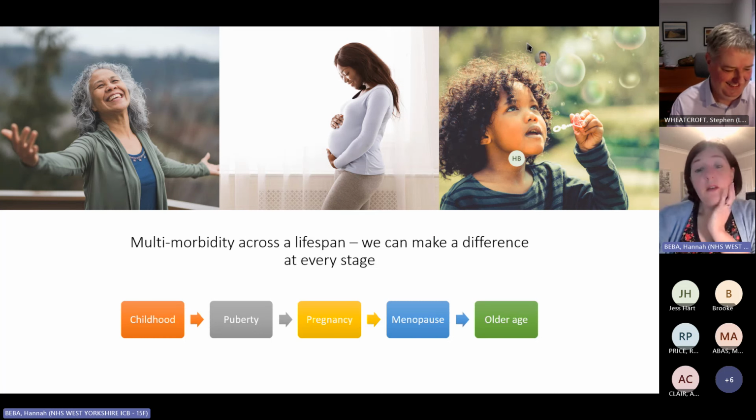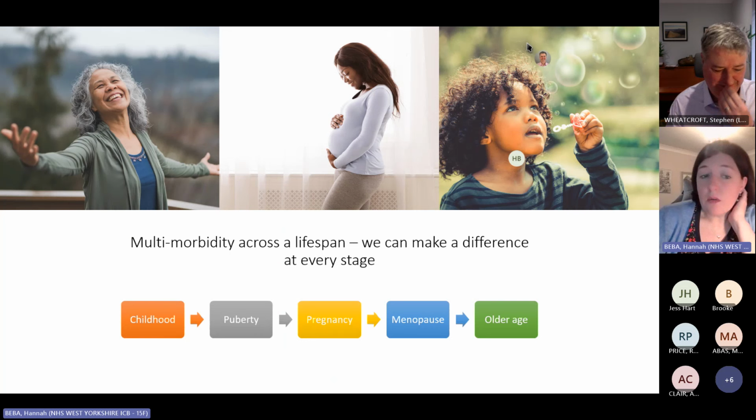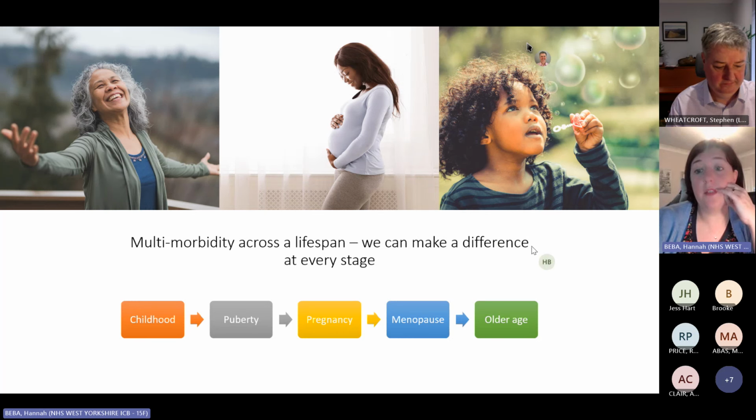Thanks, Steve. So I think one of the things that we need to consider is what cardio-renal metabolic disease looks like across somebody's lifespan. And actually, it can be really different at different stages. We obviously have people developing some things in childhood, puberty, pregnancy, menopause, and in older age. So it's not just a one-trick thing. We have to really be thinking about this at lots of different touch points with our people living with this sort of complexity and multimorbidity, and hopefully some of the case studies today will speak to that, and we'll take you forward through that.